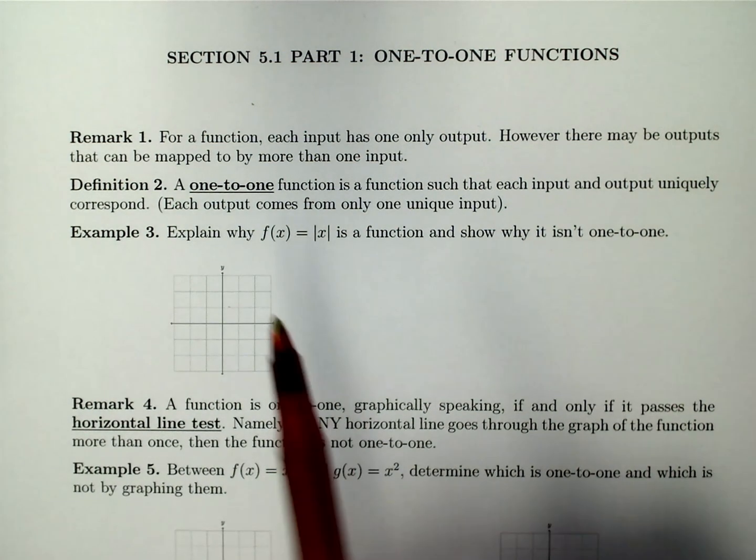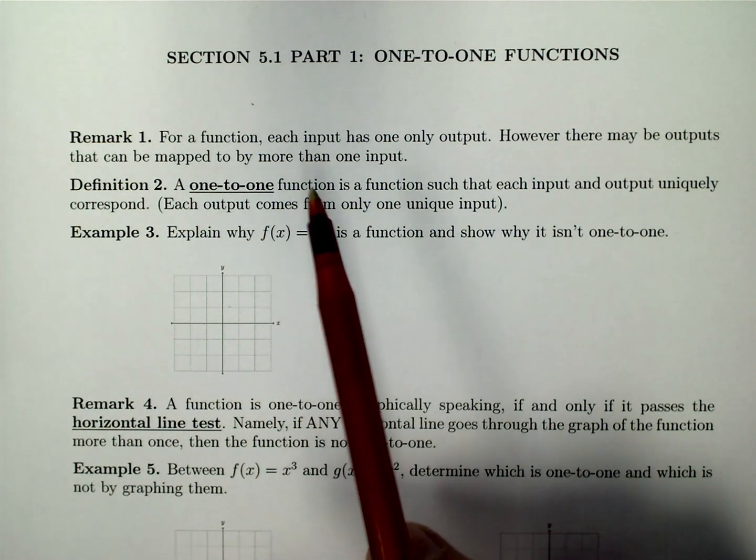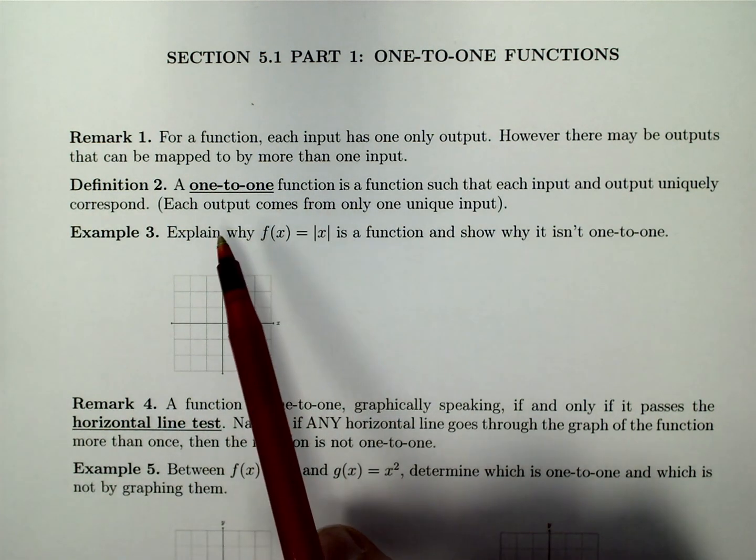A one-to-one function is exactly what it sounds like. For every one input, there's a unique output. So the output can be traced back to exactly one input.